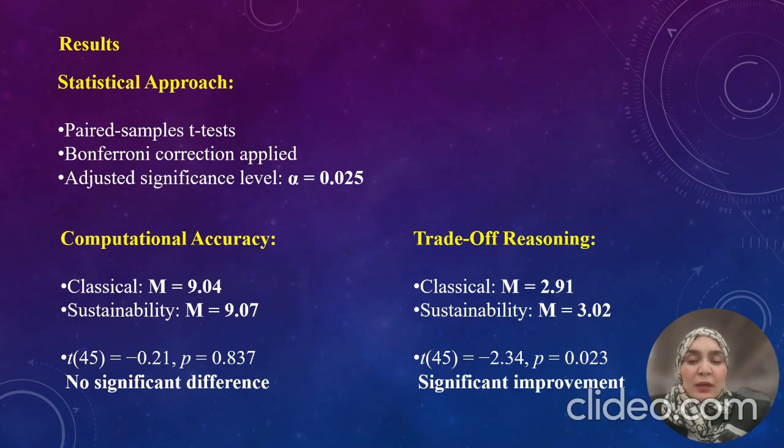The data have been collected and analyzed using a paired sample t-test. The significance level alpha has been adjusted based on the Bonferroni correction because, as mentioned before, 2 variables have been measured using this instrument. Regarding the first variable, which is computational accuracy, the generated p-value showed that there is no significant difference, which means that the procedural performance of the students remains stable and that there is no change in the computational accuracy scale. While for trade-off reasoning, the p-value showed a significant improvement, which means that the conceptual understanding of the students improved.